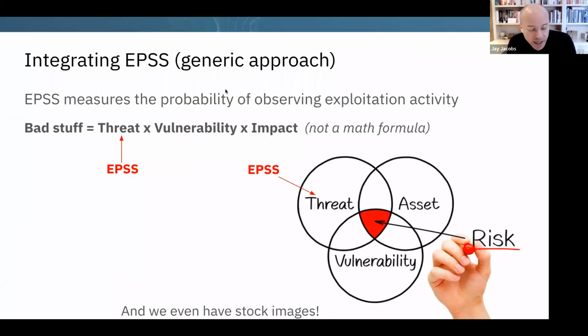All right, so let's talk about integrating it. I'm going to take a risk-based approach, and I think that this plays into the prioritization scheme. Not that I think every CVE should have a formal risk analysis, but the thought of risk applies to prioritization of vulnerabilities. One of the common formulas is threat times vulnerability times impact. And as I say in the slide, it is not a math formula. Don't plug in numbers and multiply.